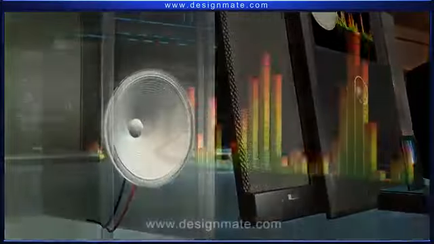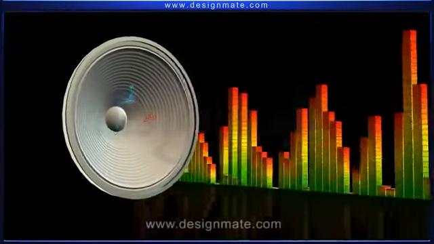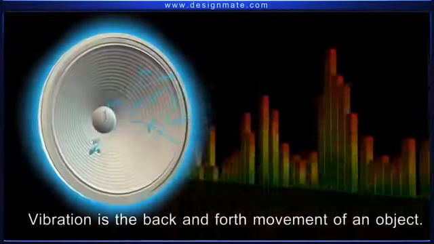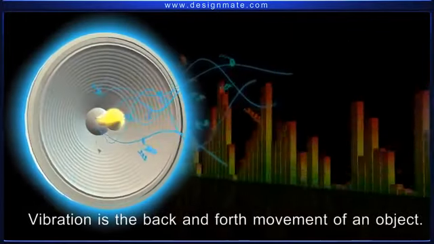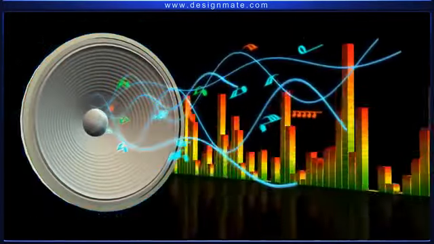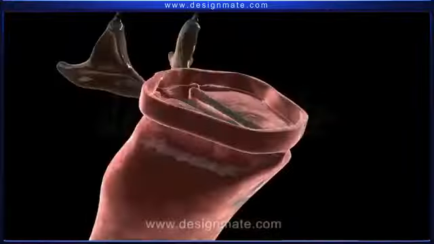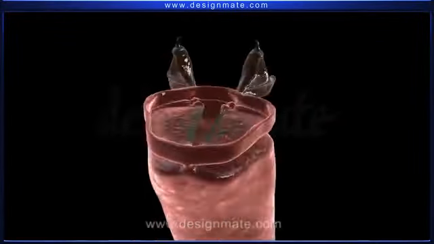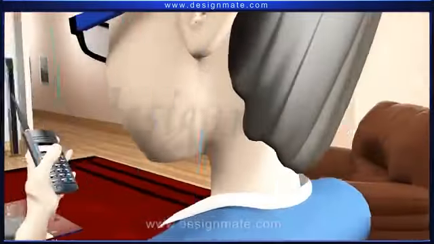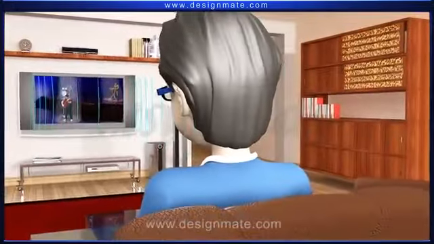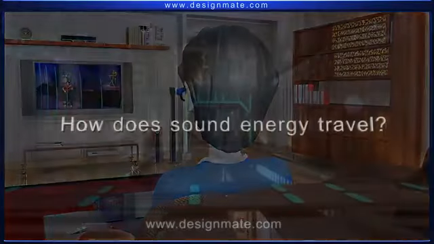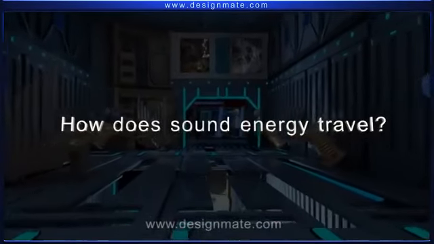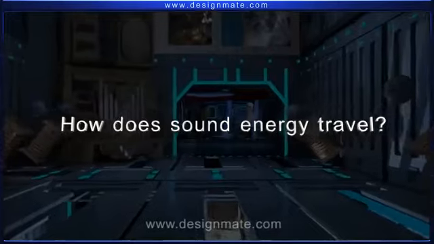Every sound is produced by a vibration. Vibration is the back and forth movement of an object. As you speak, vibrations are produced by the vocal cords in the throat. You can hear only when the sound energy reaches your ears. But how does sound energy travel?